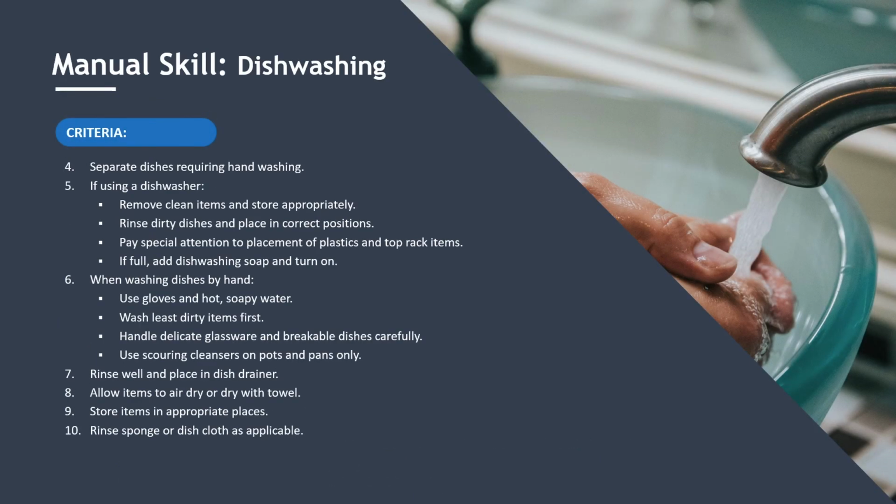Separate dishes requiring hand washing. If using a dishwasher, remove clean items and store appropriately. Rinse dirty dishes and place in their correct positions. Pay special attention to the placement of plastics and top rack items. If full, add dishwashing soap and turn on.